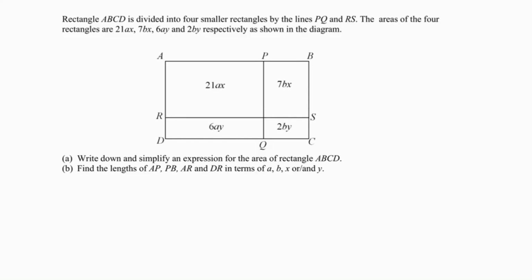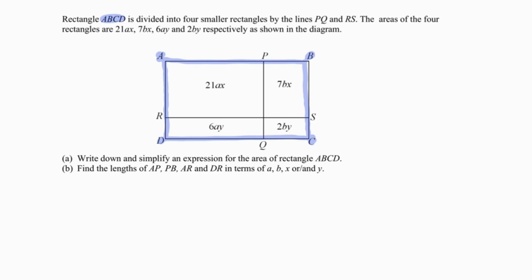Hello everyone, welcome to this part of the problem where we have a word problem now. Rectangle ABCD, the big one, is broken out into 4 smaller rectangles, okay, by the lines PQRS, and the respective areas are shown in the diagram itself. Write down and simplify an expression for the area of the blue color rectangle. Oh well, that is pretty straightforward.